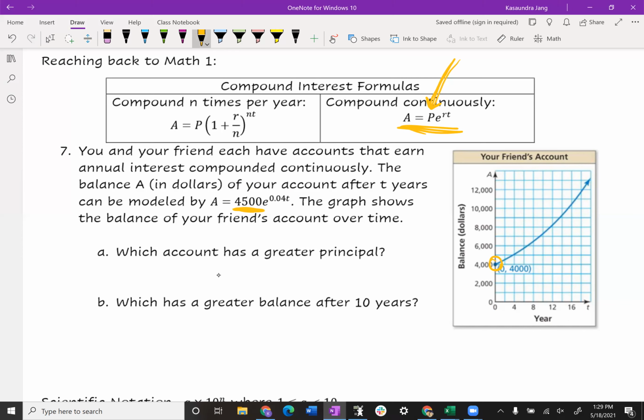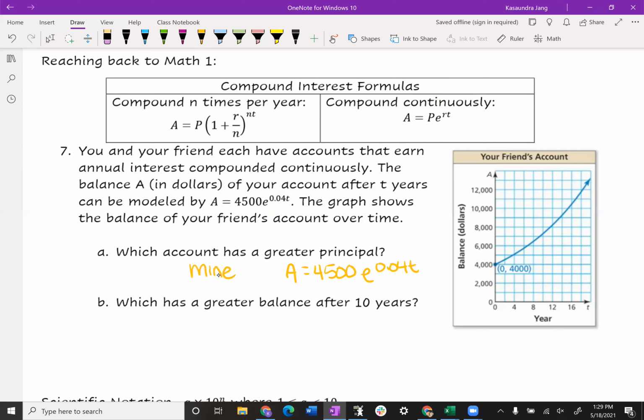So which account has the greater principal? This one says, this one's your account. The graph was your friend's account. So your account, the equation here, that's the one with the 4,500 with the greater principal. So which account has the greater principal? Mine does. All right, the equation they gave us right here has a greater principal than the graph for the friend.